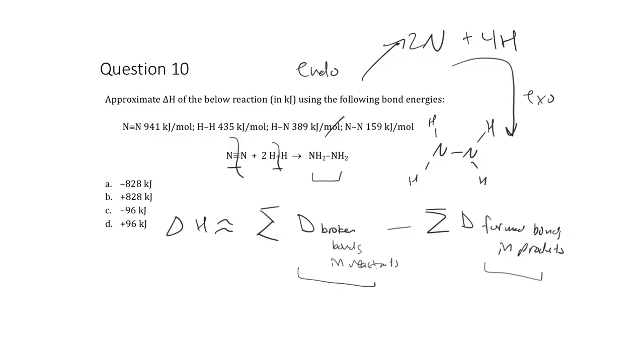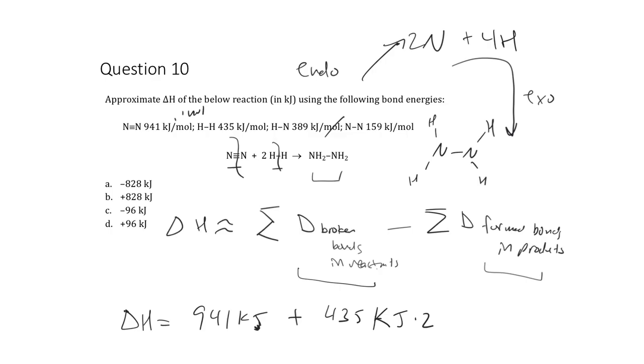And so in this case, our delta H will be approximated by taking the sum of the one bond for nitrogen. So that's 1 mole times 941 kJs. I'm just going to get rid of the per mole because I'm multiplying this by 1 mole of N2. And then the H2 is 435 kJs times 2 moles. This is the sum of the bonds.